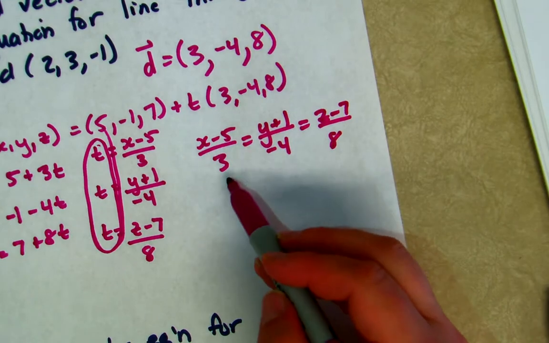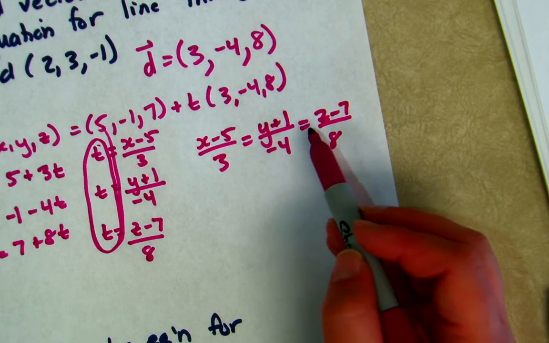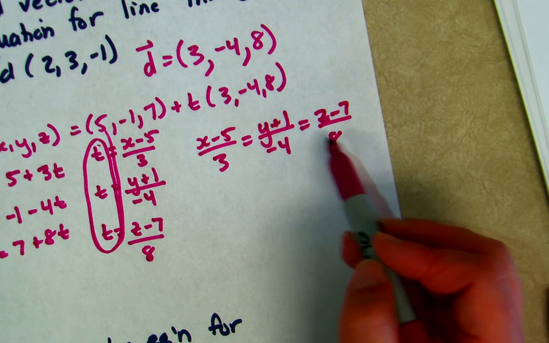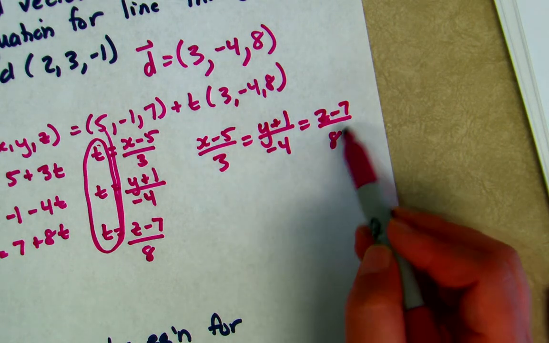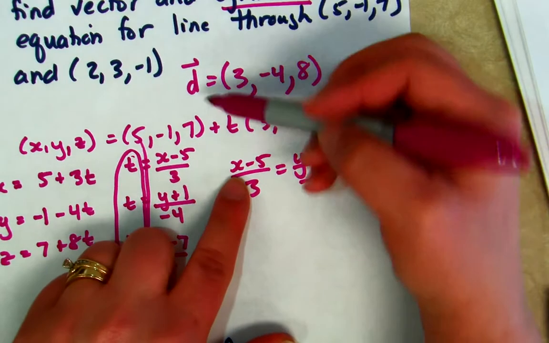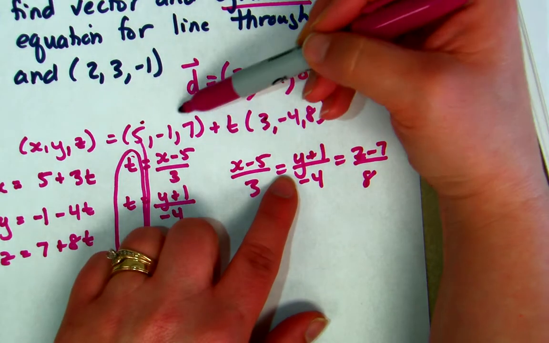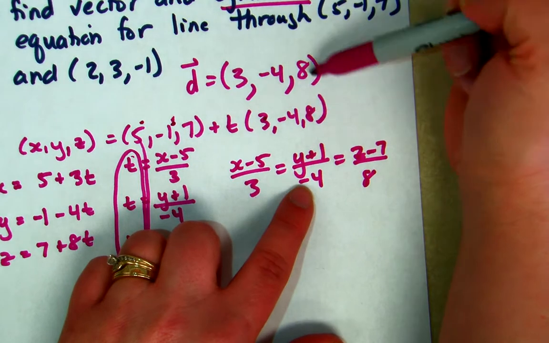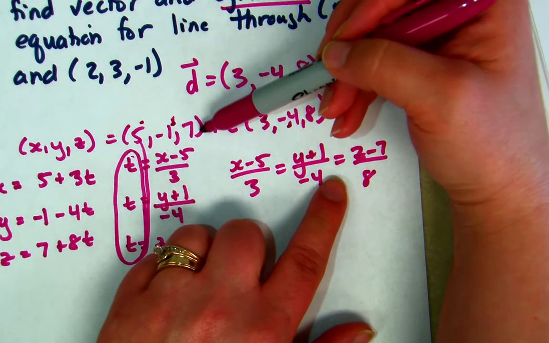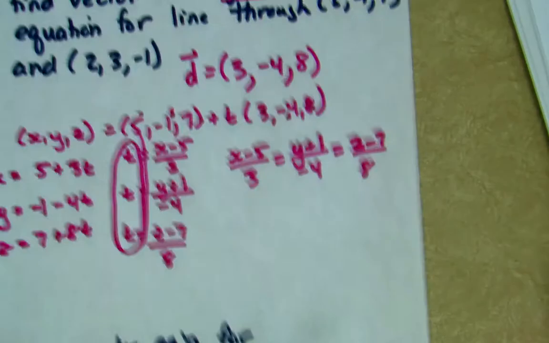So the symmetric equations become x minus 5 over 3 is the same as y plus 1 over -4 is the same as z minus 7, and they're all over 8. And they're all the same because of t. I wouldn't have to go through all this. It's x minus my point, so x minus 5 over a. Y minus -1 over b. And z minus 7 over c. So that's how you give the symmetric equations.